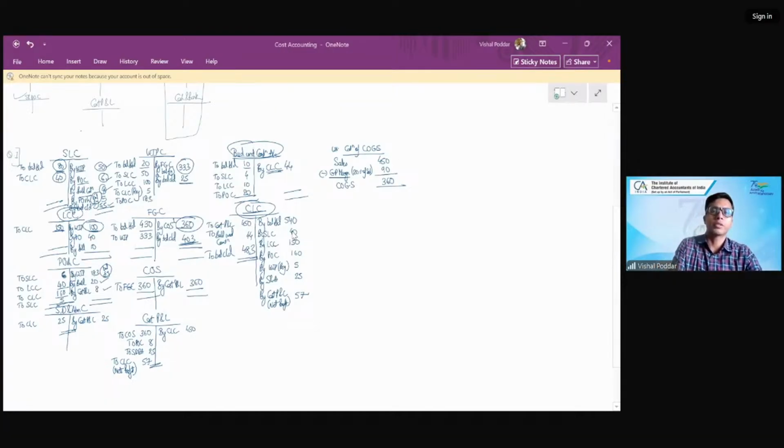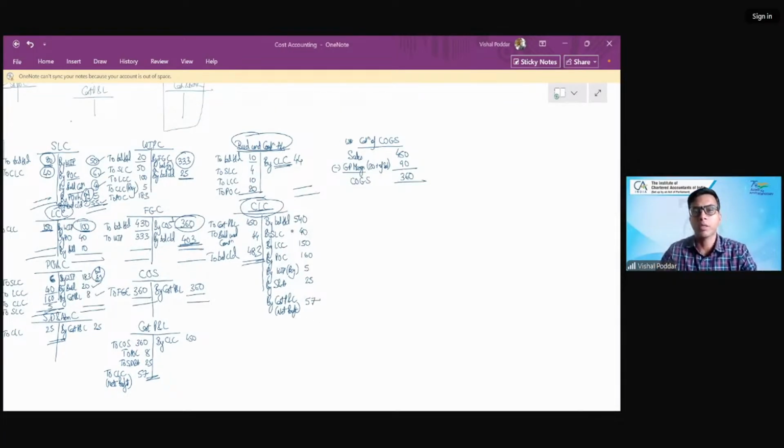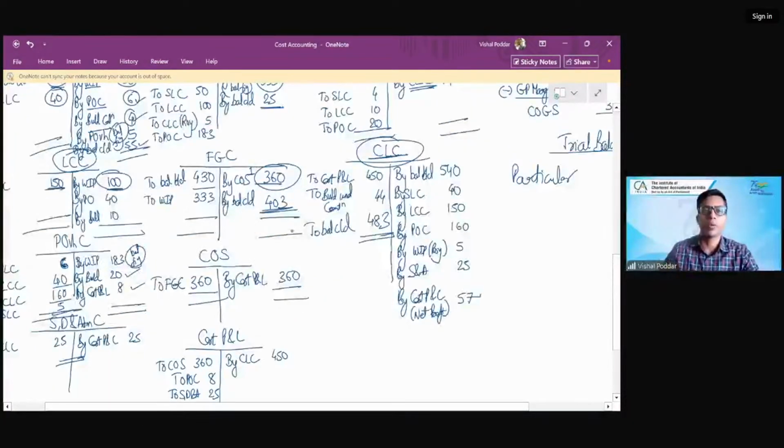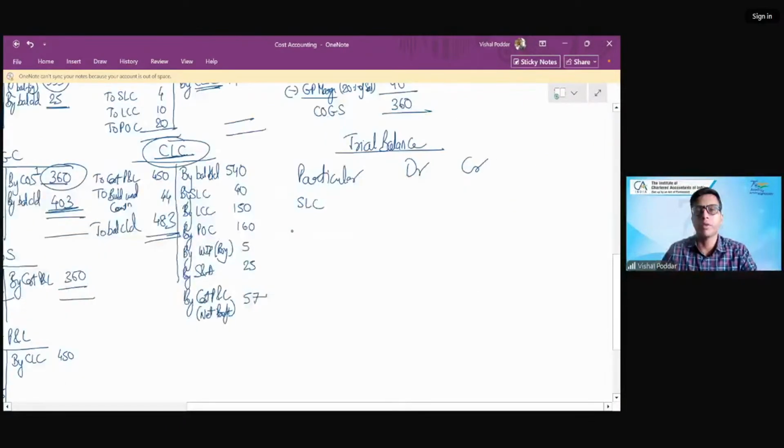Now, in one of these sums, not asked here, but they may ask you to prepare a trial balance also. So if asked, we'll prepare this. Here it is not asked, but just for the purpose of giving you the feel wherever it will be asked. So particulars, debit, credit. So whatever are my closing balances in every account, I will put it here. So first closing balances of material. So I have my SLC, which is 55.